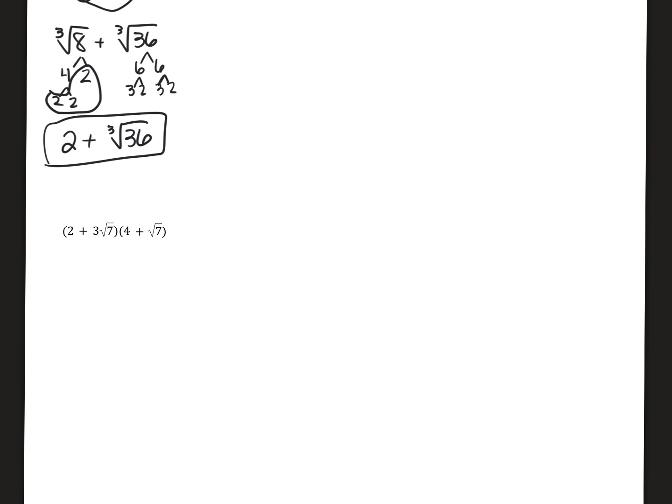Next we have 2 plus 3 square root 7 times 4 plus square root 7. So we're going to use the same idea as multiplication, where everything in the first set of parentheses multiplies to everything in the second set of parentheses. So 2 times 4 is 8, plus 2 times square root 7, which is 2 square root 7. And we have 3 square root 7 times 4, which gives us 12 square root 7. And then lastly, we have 3 square root 7 times square root 7.